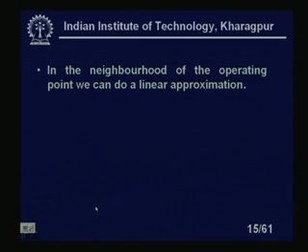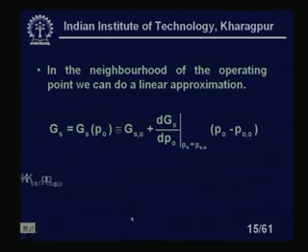In this neighborhood of the operating point, we can do a linear approximation. We can assume that the system is a linear system. Now, we are writing GS(PO) equal to GS0 plus the derivative of GS with respect to PO at PO equal to PO0 multiplied by (PO minus PO0), which can be written as GS0 plus KSF POP.